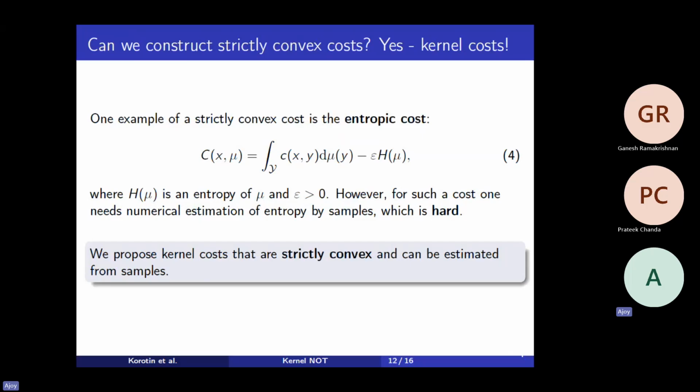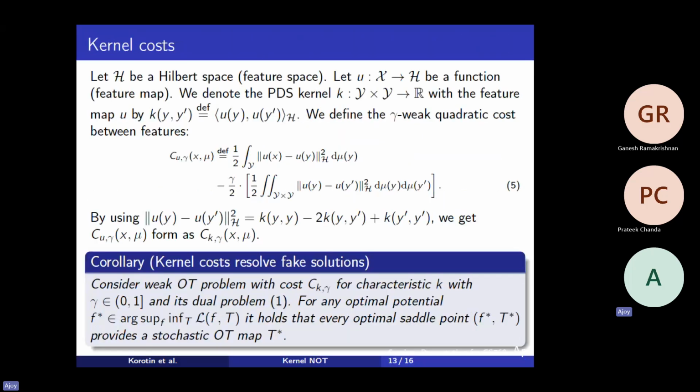So then they propose that we should try looking at kernel costs, which are much easier to calculate because they can be just represented as scalar products. So what they do is a simple kernel-level reformulation of the cost functions.